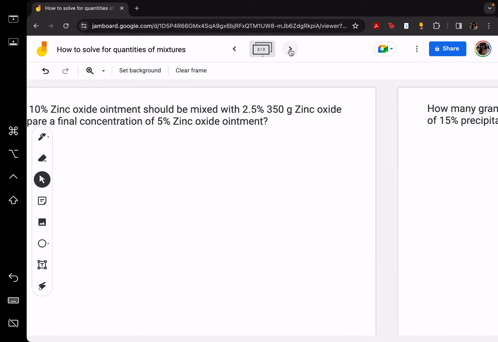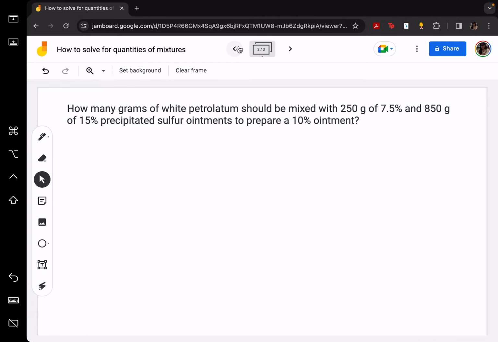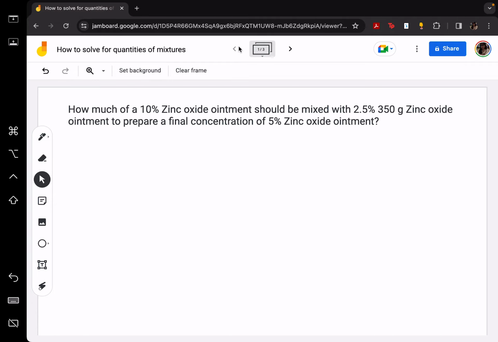We have three different questions here, three different scenarios. The first question is, how much of a 10% zinc oxide ointment should be mixed with 350 grams of 2.5% zinc oxide ointment to prepare a final concentration of 5% zinc oxide ointment?